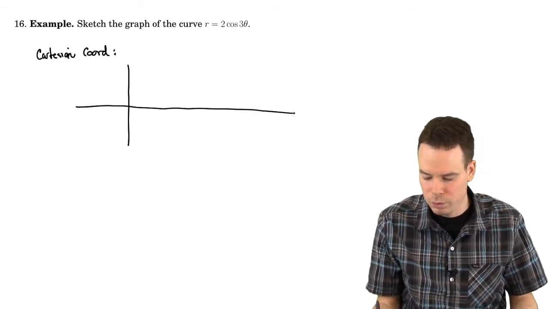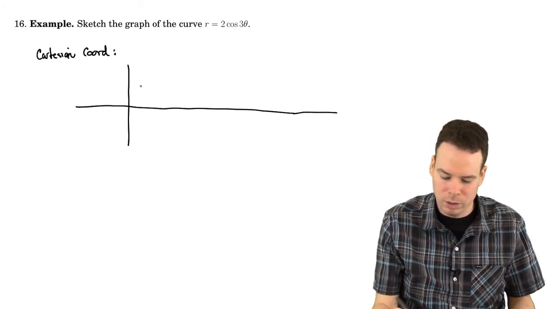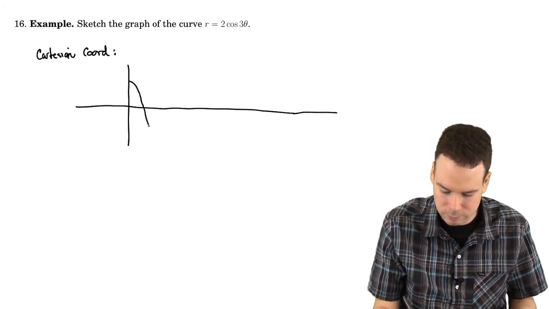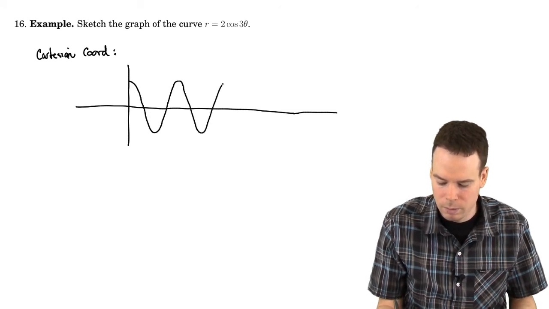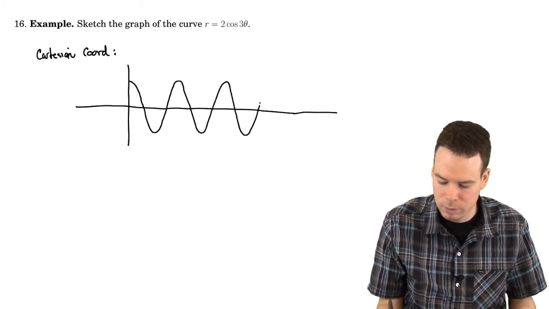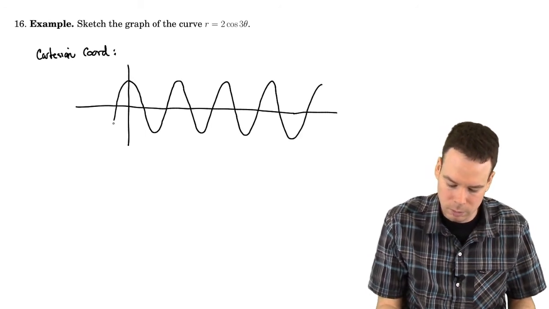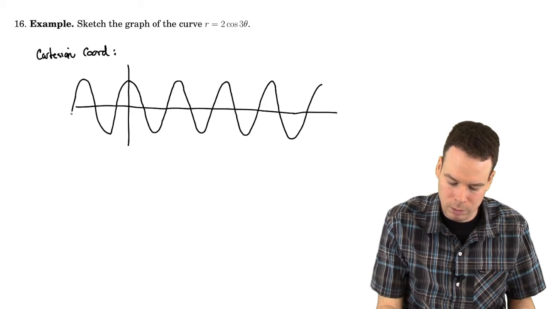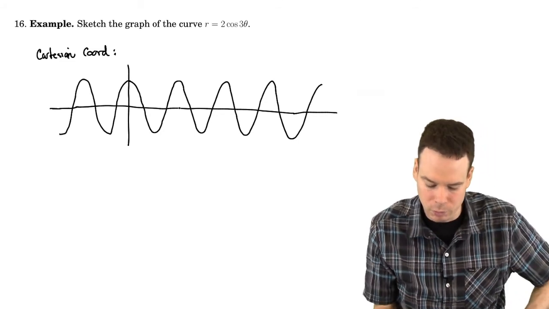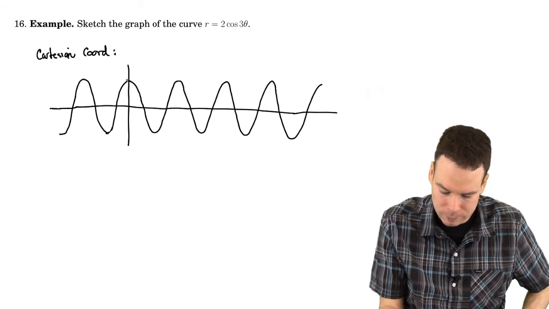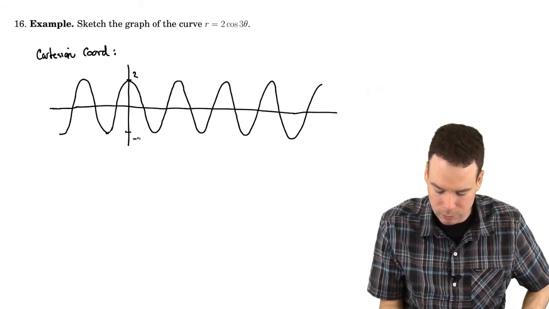So this is cos 3 theta. I'm going to start with sketching the cosine function. It looks something like this, and so on. And now I'll put in all this scaling information. Its amplitude is 2, so it goes up to 2, down to -2.